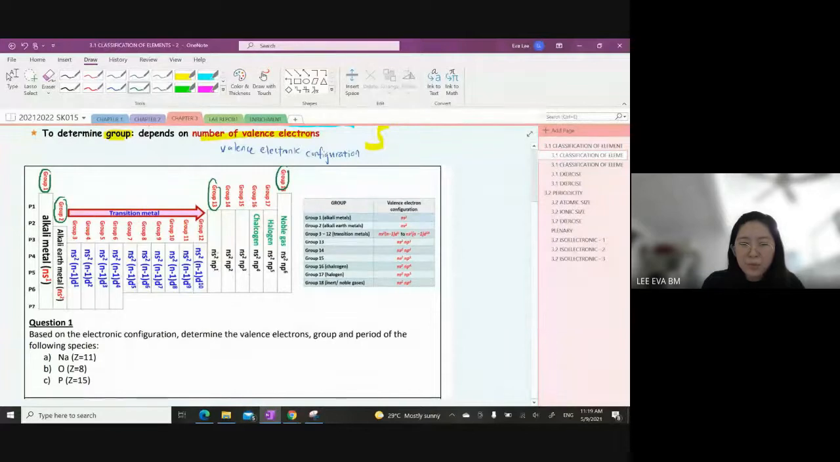If you focus on the electronic configurations written over here, from group 13 until group 18, ns2 np1 until ns2 np6. So from here is the main group. We will call the main group from group 1, group 2, group 13 until group 18. That is the main group.